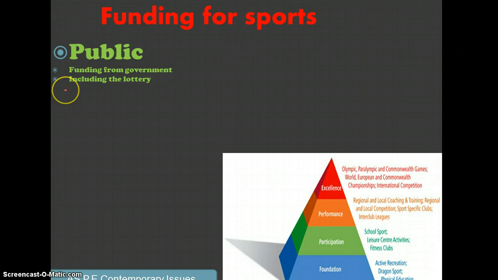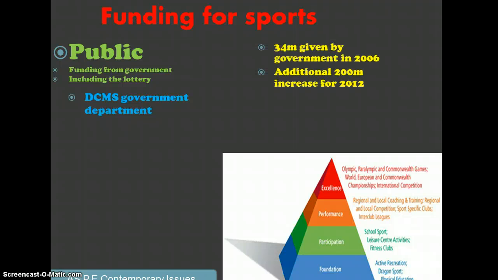When we're talking about funding from the government, we're talking about direct funding that goes through the Department of Culture, Media and Sports. This is the government department that hands out the money to each one of the different aspects. So for example, they hand out the money to those that deal with sporting excellence and those that deal with the foundation and the pyramid. Now in 2006, 34 million was given by the government, but then an additional 200 million was given which was in relation to the Olympics for 2012.